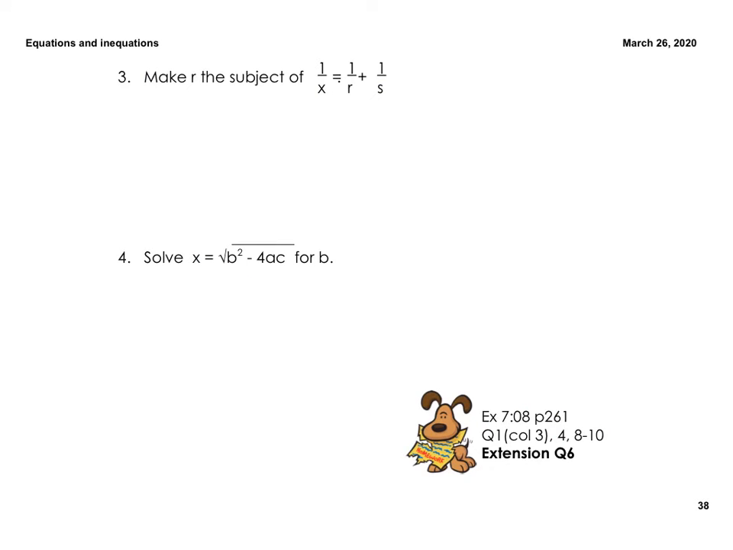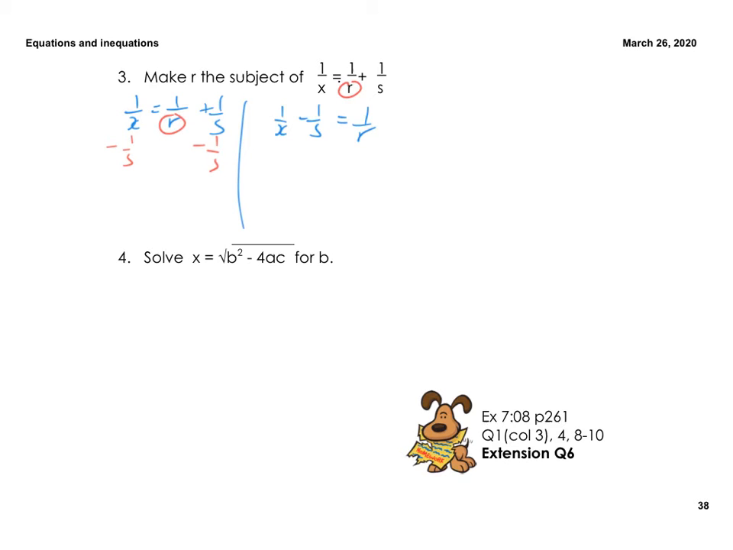Okay. Question 3. This one's tricky. 1 on x equals 1 on r plus 1 on s. I want to get r by itself. Okay, I'm going to write the question out again. So 1 on x equals 1 on r plus 1 on s. Again, I'm going to get r by itself. Okay, good. Step 1 is to get rid of this fraction here. So we're going to have 1 on x minus 1 on s equals 1 on r.